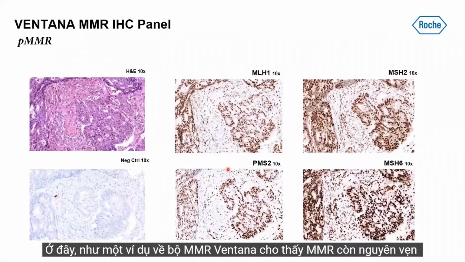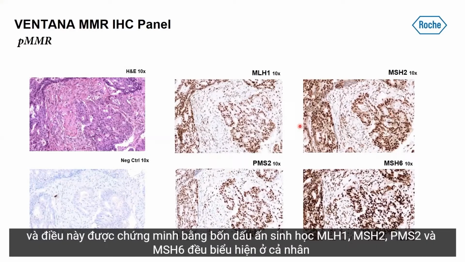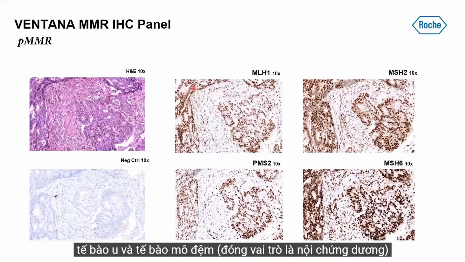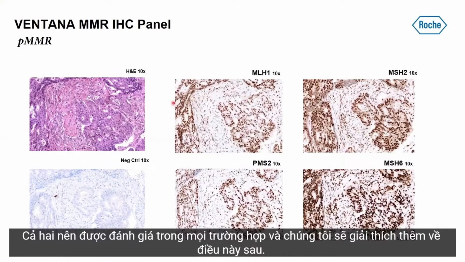Here is an example of the Ventana MMR panel showing proficient MMR. And this is demonstrated by the 4 biomarkers MLH1, MSH2, PMS2, and MSH6 exhibiting nuclear expression in both tumor cells along with stromal cells also serving as internal positive controls. And both should be correlated in every case. And we'll explain more about that later.